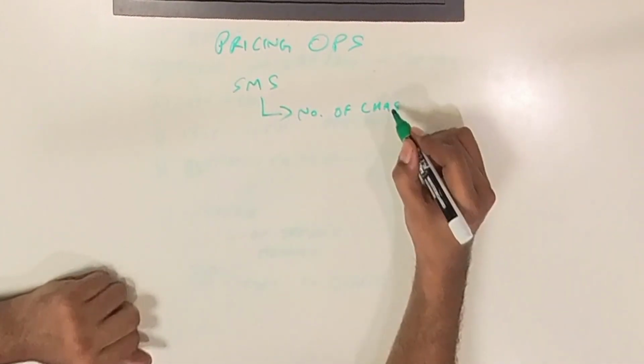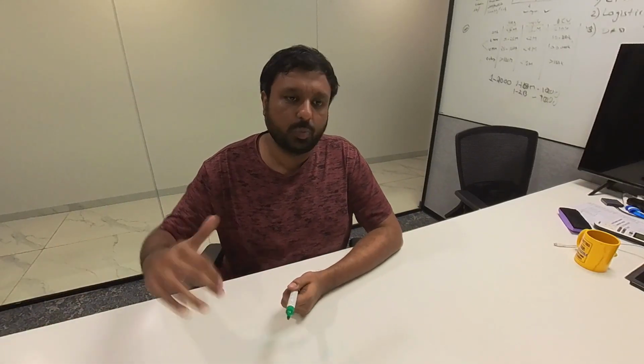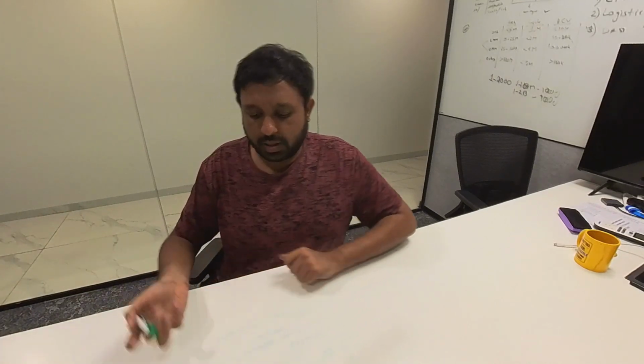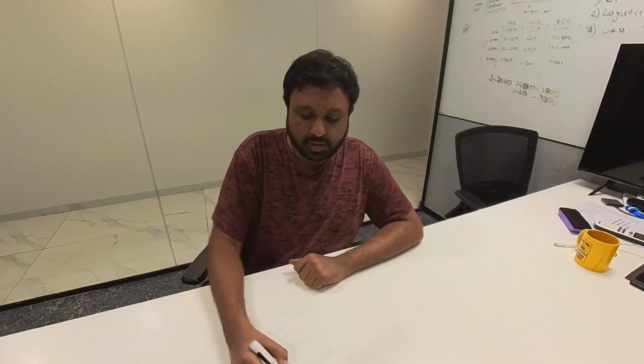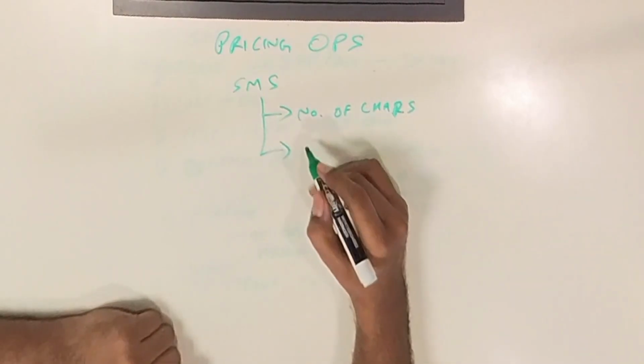Now, why this is important is because in an SMS channel, one SMS is basically 160 characters, and anything more than that automatically is counted as 2 SMSs and so on, right? So that is very important to track the number of characters. Then we have the delivery status.